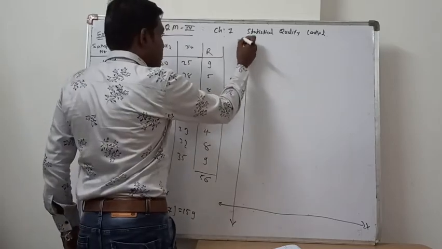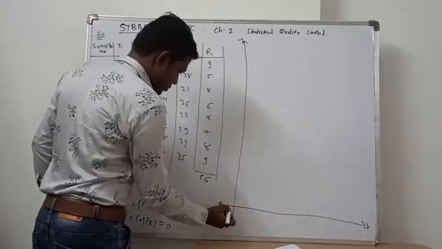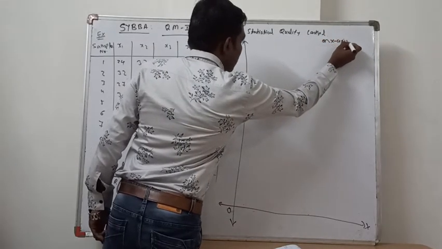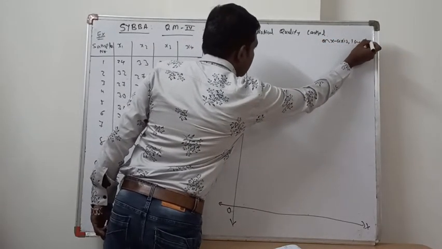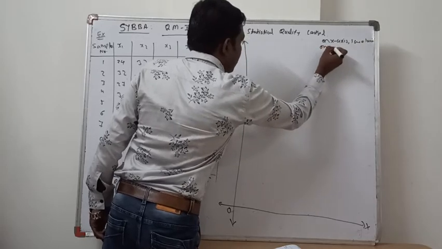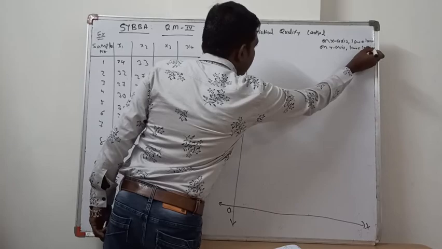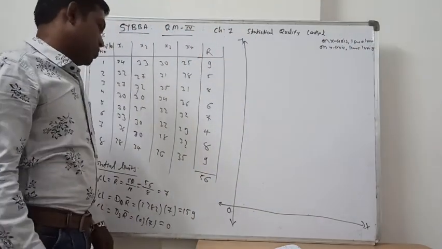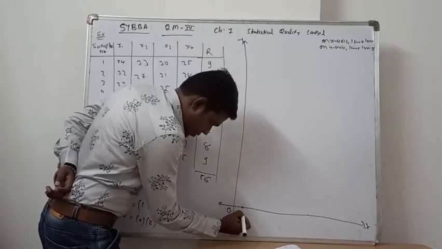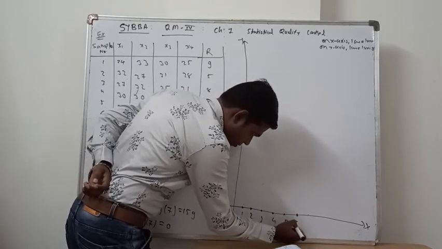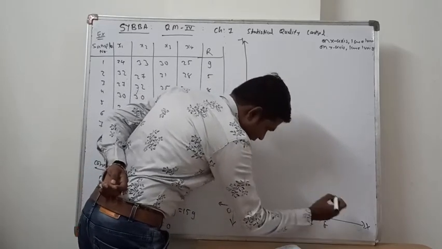Over here this is the y-axis, and this is 0. On the x-axis we take 1 centimeter equals 1 unit. On the y-axis also we take 1 centimeter equals how many units? 1 unit. So over here 1, 2, 3, 4, 5, 6, 7 and 8.